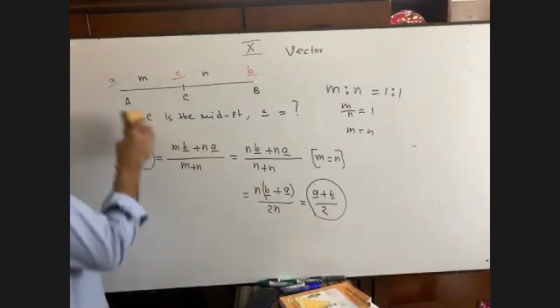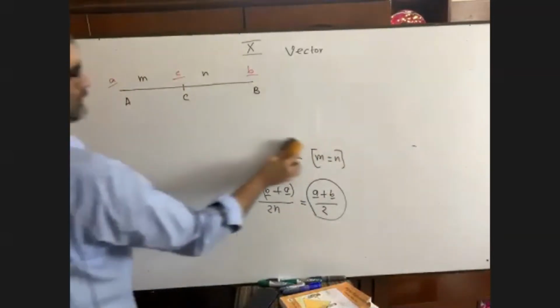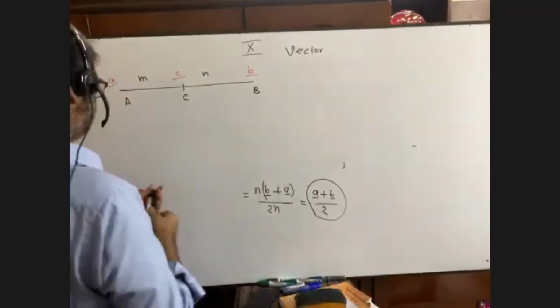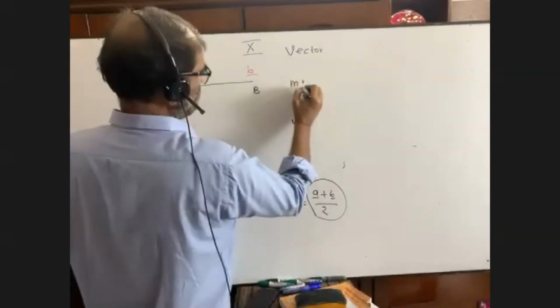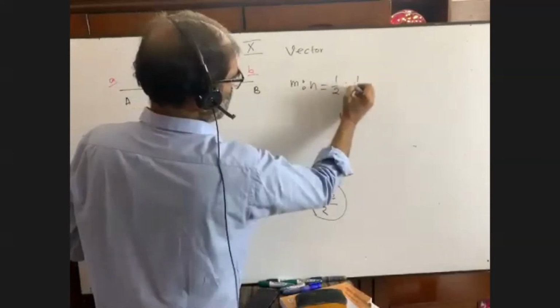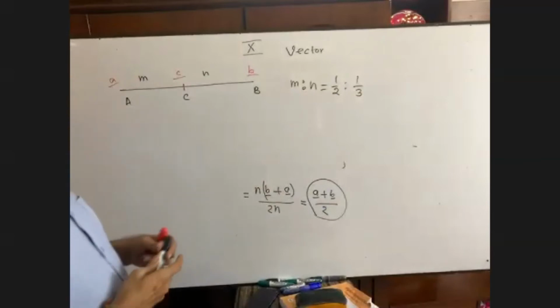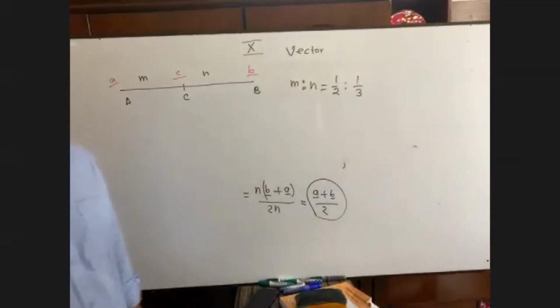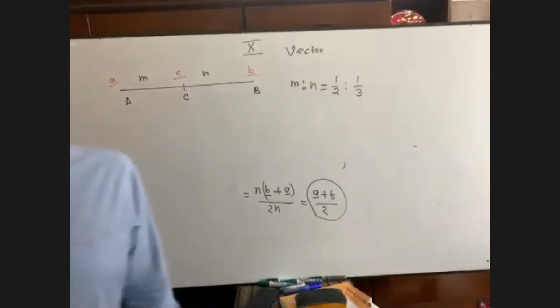Are you getting me? Yes, sir. But if it is given like this, M is to N equals to 1 by 2 is to 1 by 3, then C equals to what? What will you do? Let's do it.